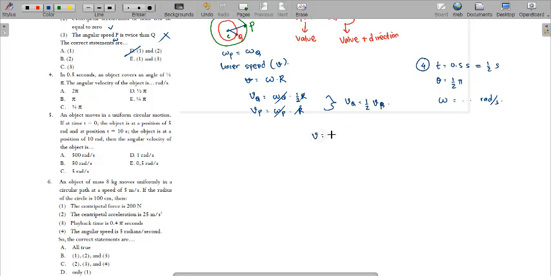V is s over t, okay, familiar with this one. But how about omega? Omega is also distance, but angular distance divided by time. And the angular distance is how much the angle of the object. So this is half pi divided by half. So the result is pi, with unit of radian per second. Why? Because this is in radian. So the answer is pi. Number 5.